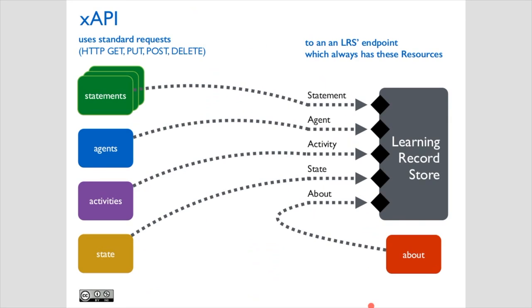So let's jump to the API. Sure. xAPI offers a pretty standard approach to doing APIs, with the standard requests that you would expect in terms of HTTP get, put, post, delete. Those are all there. Now, there are a couple different resources associated with an LRS's endpoint. The statement resource, for example, is where it accepts statements. That's really where statements are sent to. And you'll note that statements don't update necessarily, and they certainly don't delete.